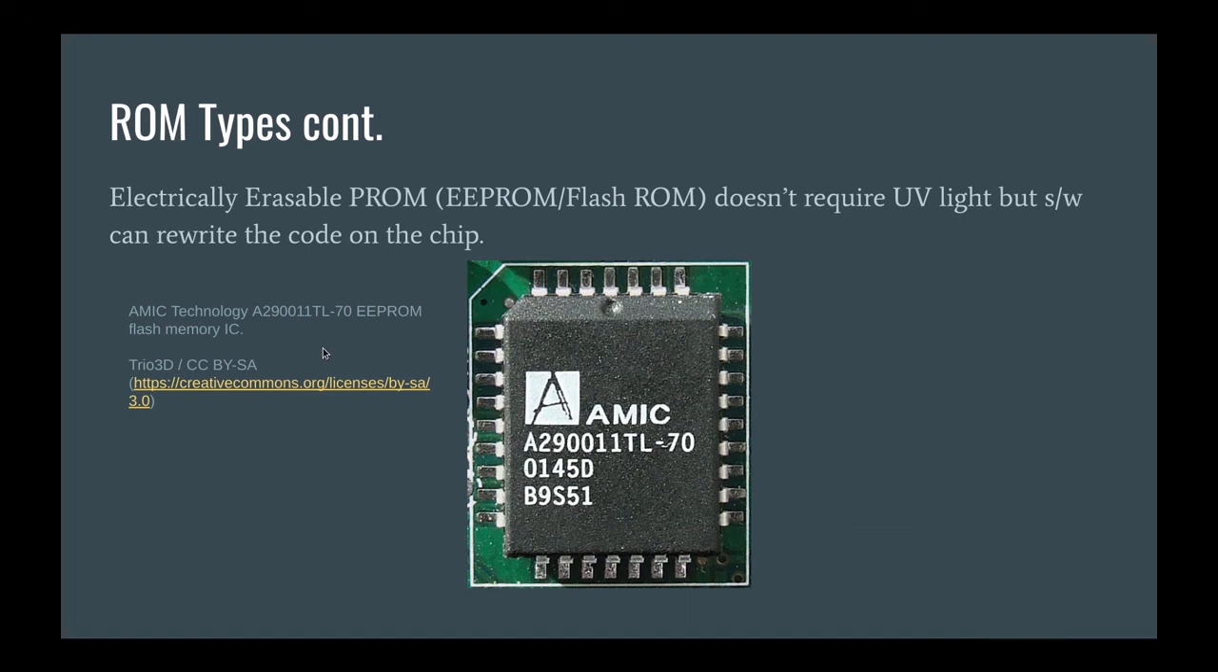What we use now is electrically erasable PROM, or EEPROM, also called flash ROM. It does not require UV light. It's just updated via software. At this point, it's really just kind of a generic chip that allows you to flash the software that's going to be put onto that chip.